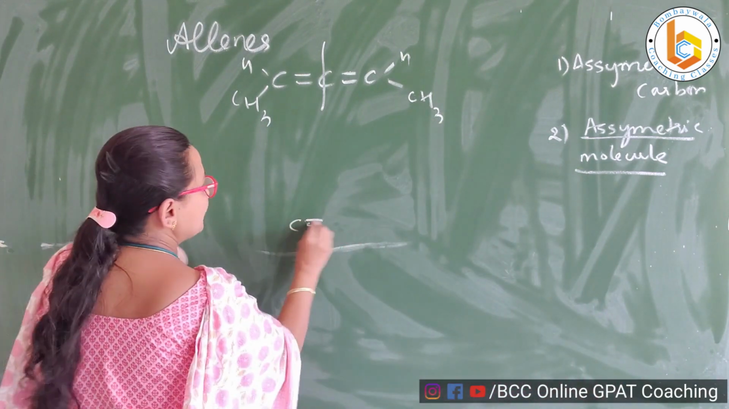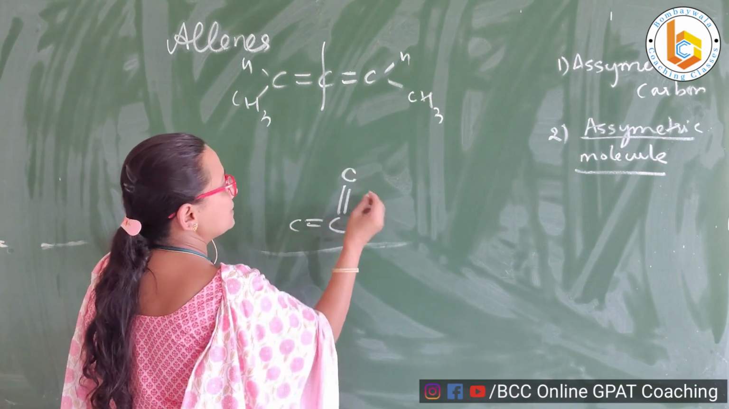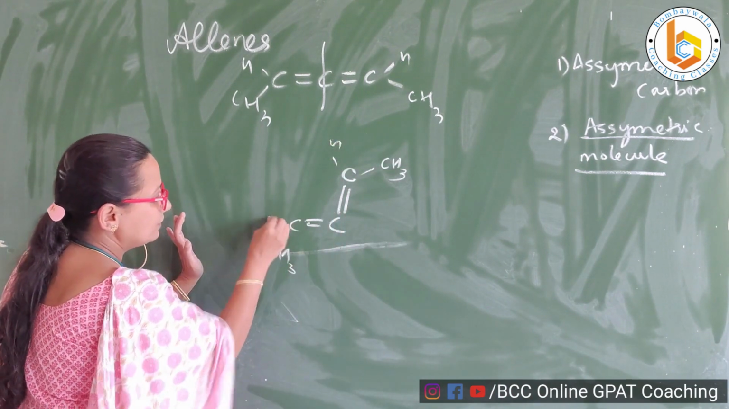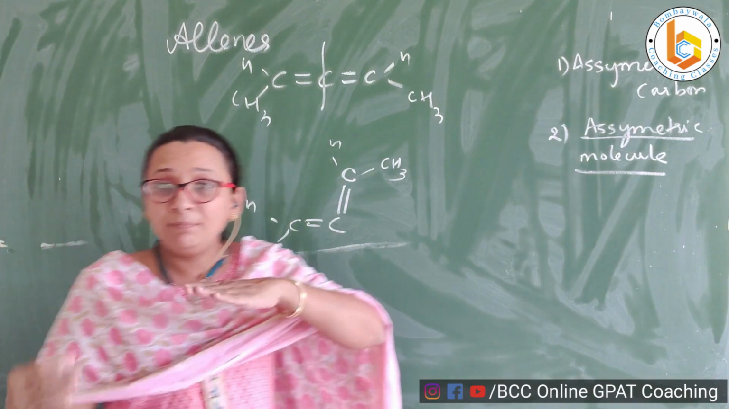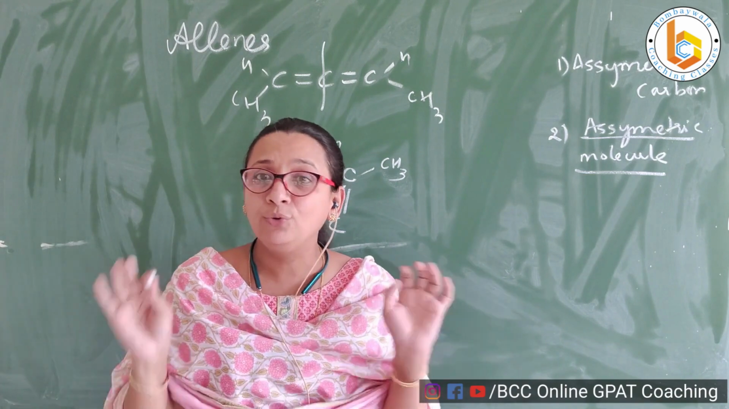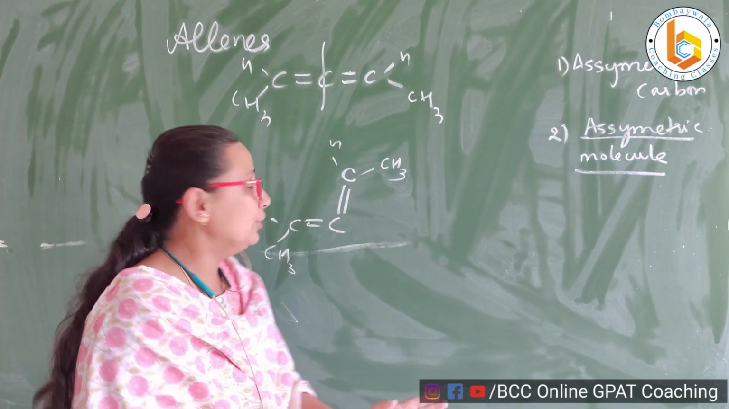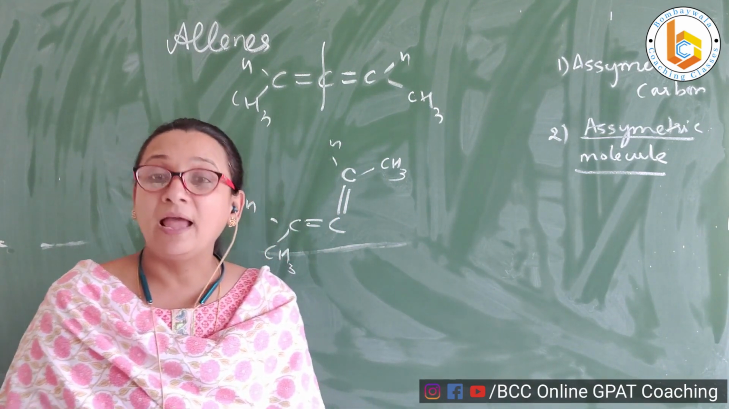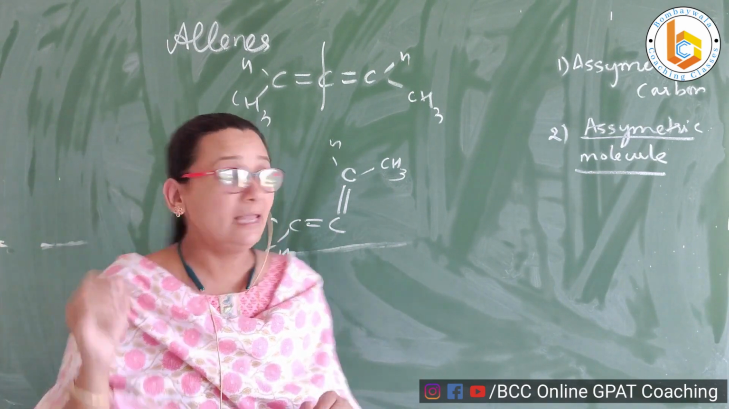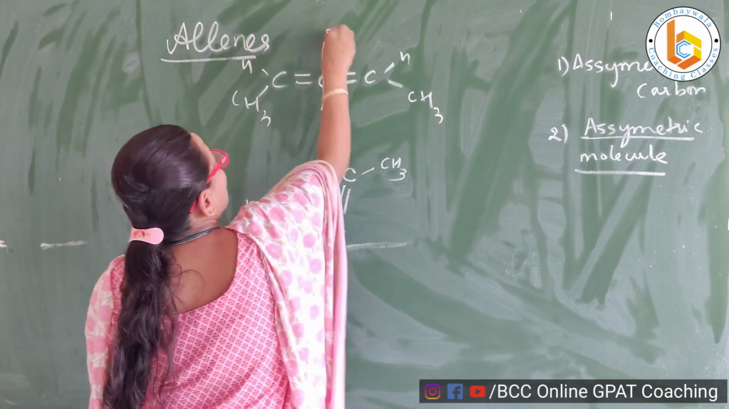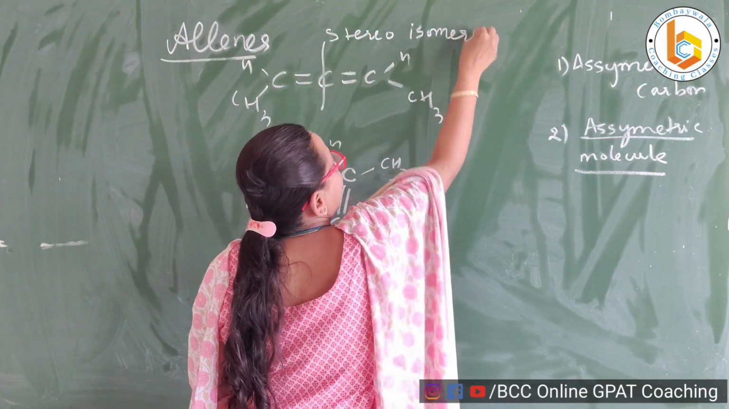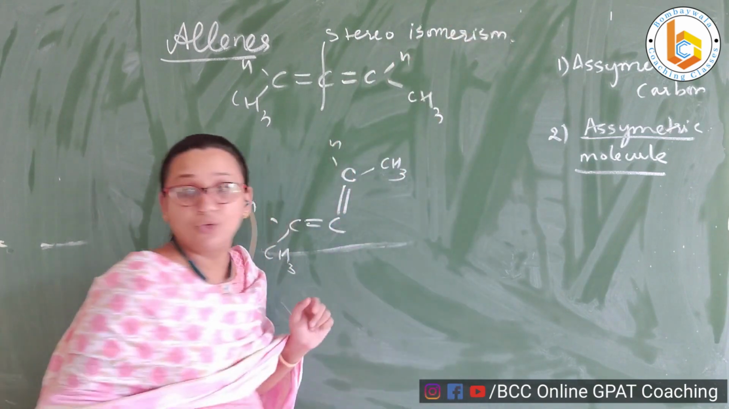It is like this: C double bond C double bond C. This is CH3, this is H, this is CH3, this is H. They are in two different planes completely. You cannot divide this molecule into two equal portions, and because it does not have symmetry, yes, allenes show stereoisomerism.